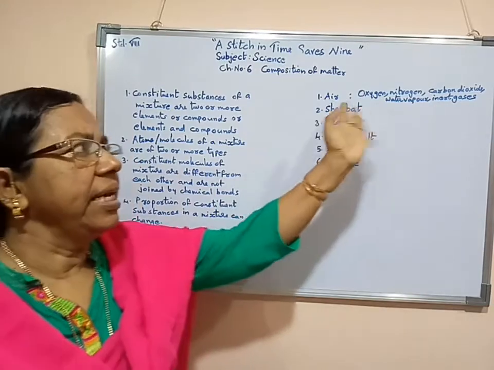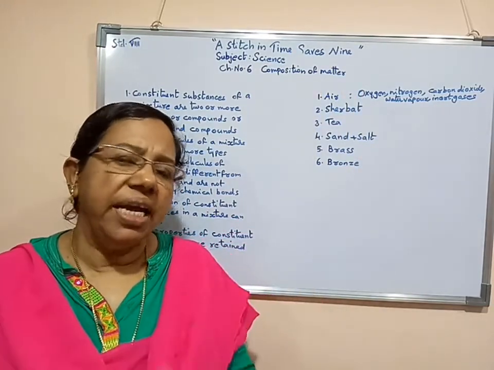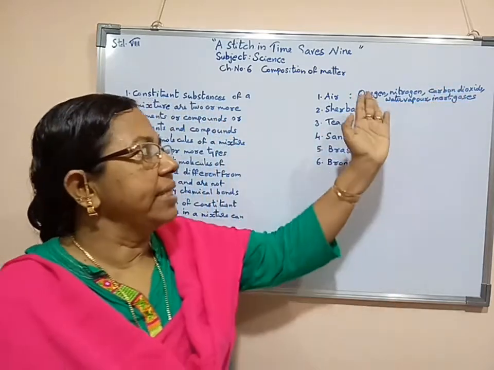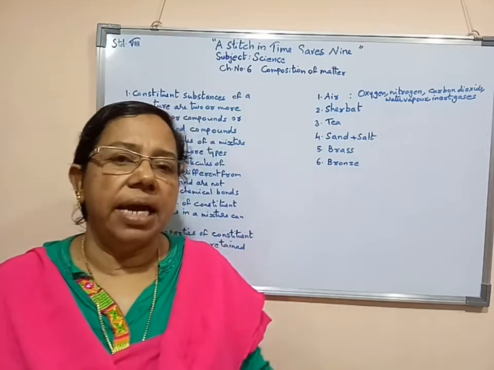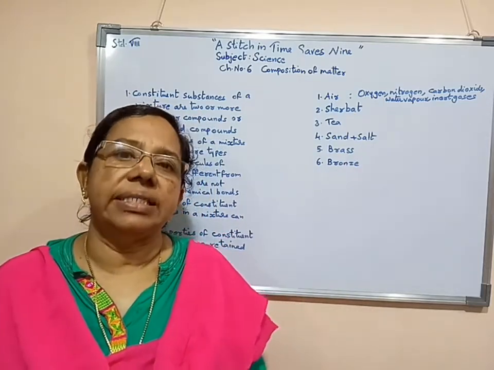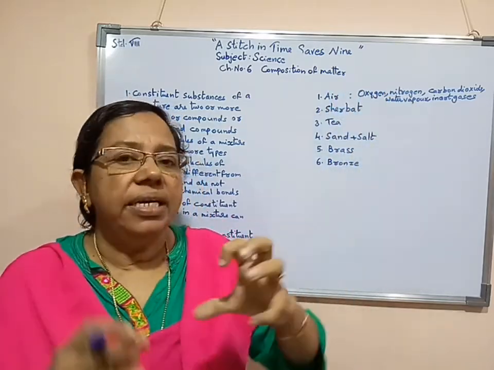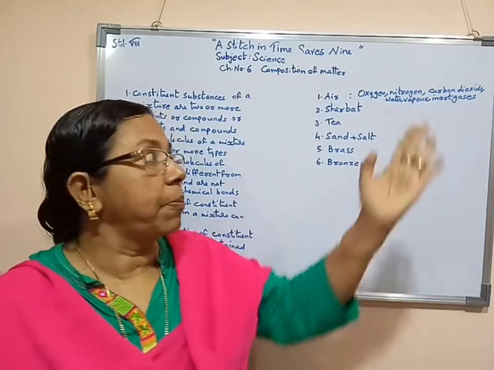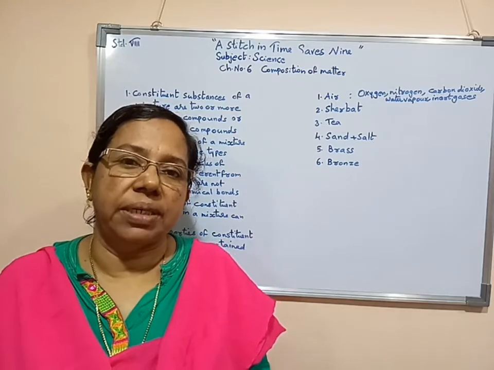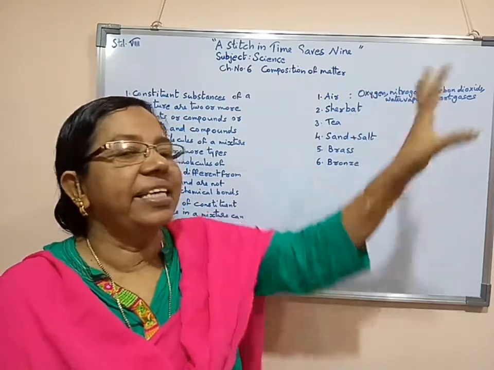So here we can say that air is a mixture. Air contains different types of gases. We can say that oxygen is there, nitrogen is there, carbon dioxide is there, water vapor is there, inert gases are there. Now the speciality of this air is that whichever substances are present in it have no fixed proportion. Any quantity of oxygen, nitrogen, and so on will be there.